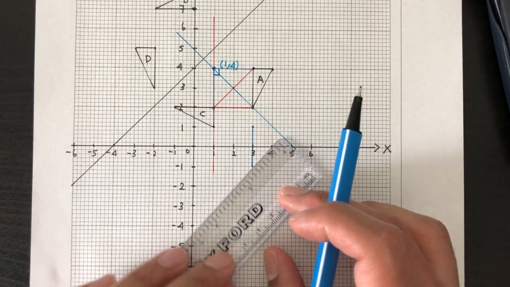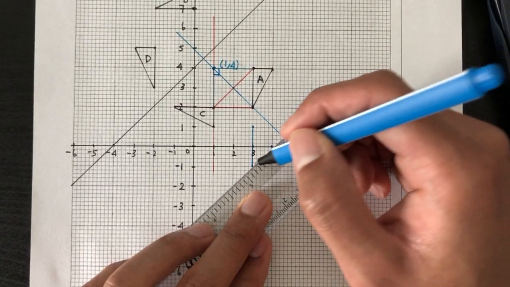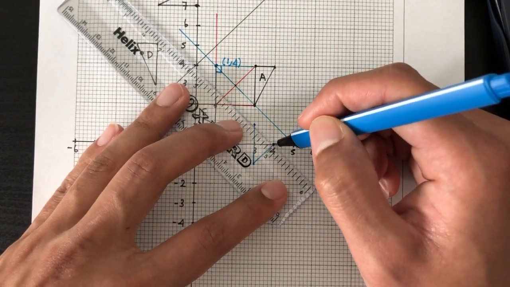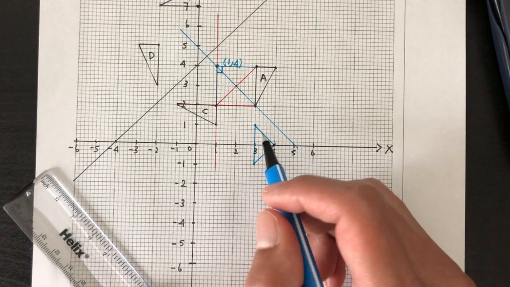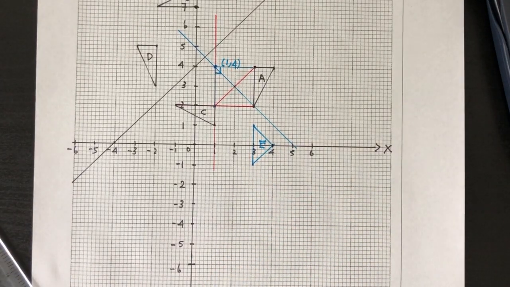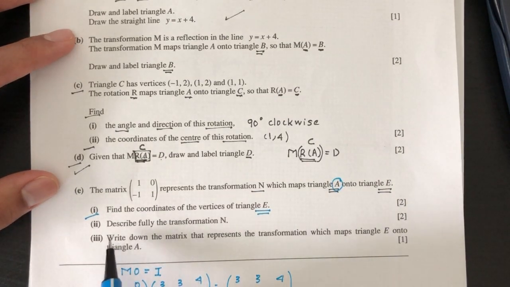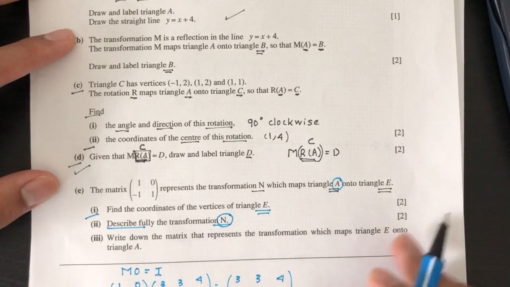So let's join the points. So this is your triangle E. Don't forget to label this as your triangle E, okay. Now part 2 is, as you can see, describe fully the transformation N. So we have to describe what the transformation N is.